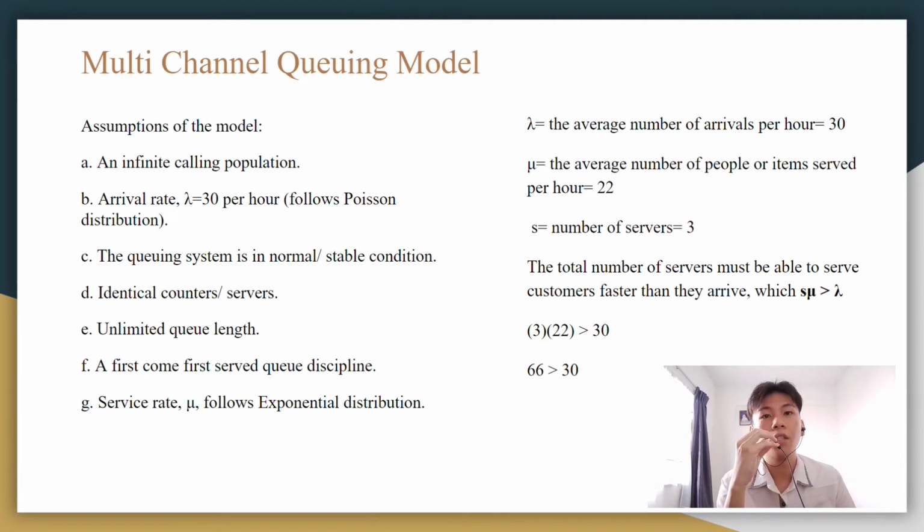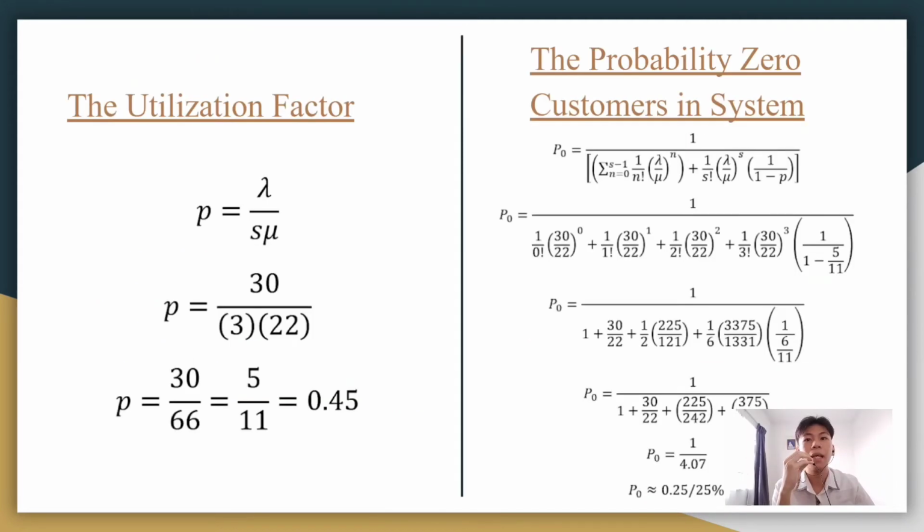As logic, the total number of servers must be able to serve customers faster than they arrive, as shown below. Next, we got 5/11 or 0.45 for the utilization factor. The probability of zero customers in the system, P0, is equal to 25%, which means there is a 25% chance for a customer to use the self-order kiosk without a queue.